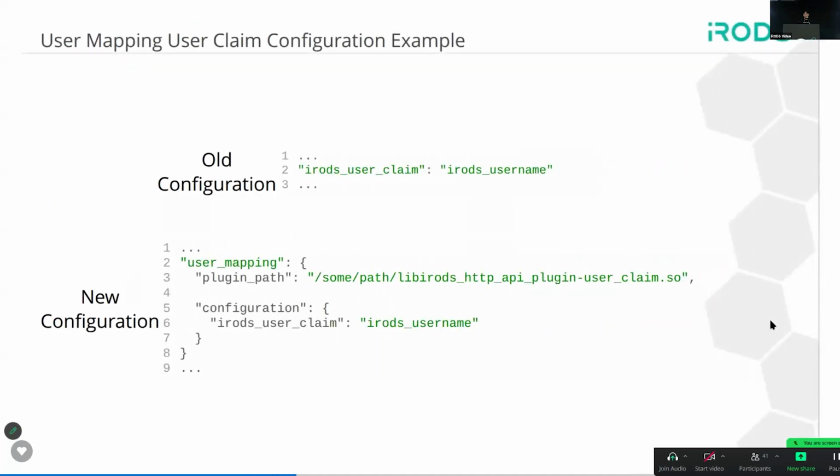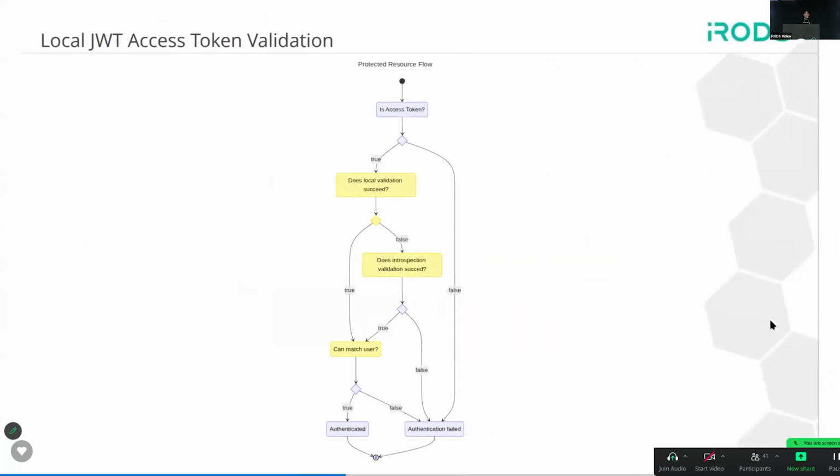Also, for the other mapping method that we provided, the iRODS user claim, that's also a plugin. This configuration got a bit longer. It's just the nature of the style that we chose, but it's effectively the same thing. So there's that. And now it's over to the next feature that we have.